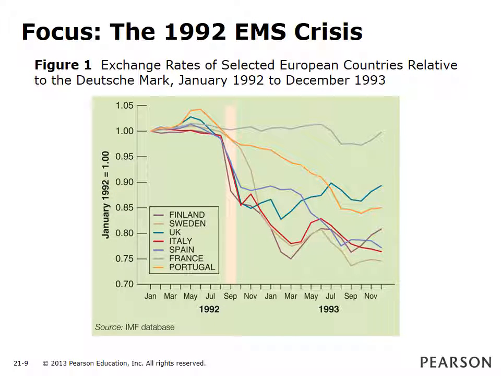Figure 1 shows exchange rates of selected European countries relative to the Deutschmark from January 1992 to December 1993. In September 1992, the belief that a number of European countries were going to devalue led to a speculative attack on a number of currencies, with financial investors selling in anticipation of an oncoming devaluation. This then caused those currencies to depreciate, as you can see in the figure, relative to the Deutschmark.